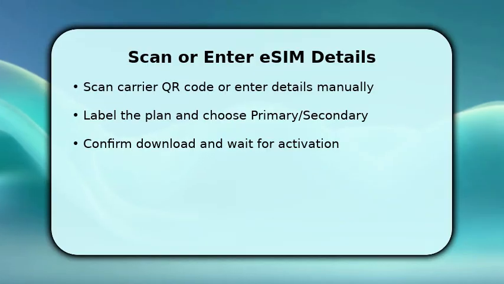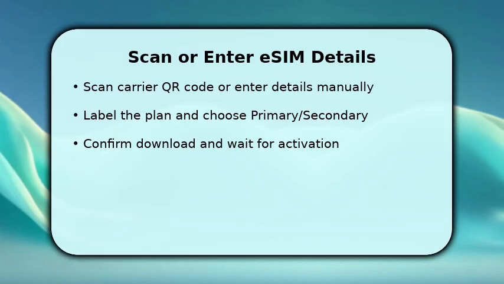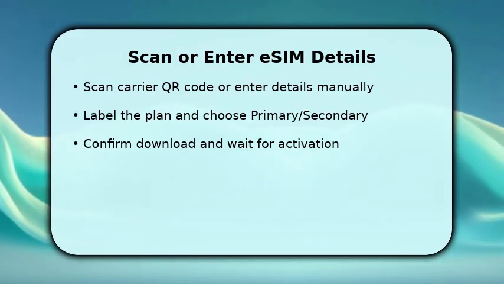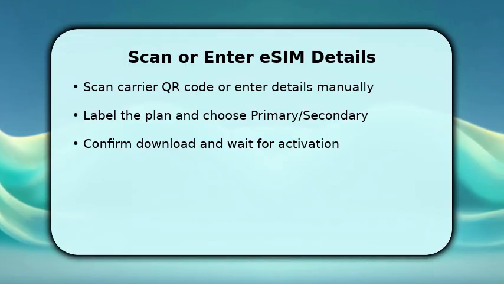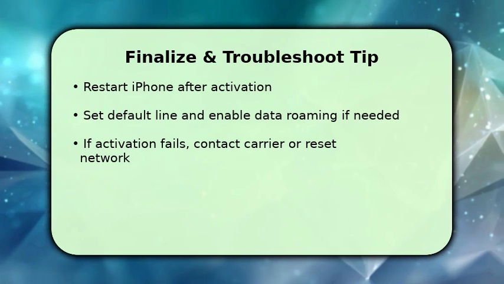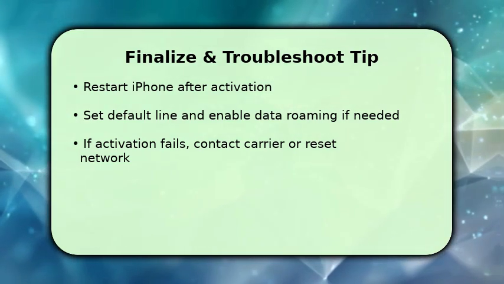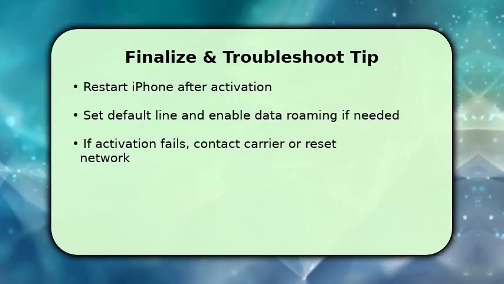Tap Continue and let the phone download the eSIM. It may take a minute. If prompted, choose which line is used for cellular data and which is default for iMessage and FaceTime to avoid conflicts. To finish, verify the new plan shows under Cellular, choose your default line for calls and data, and restart the iPhone to solidify network registration.